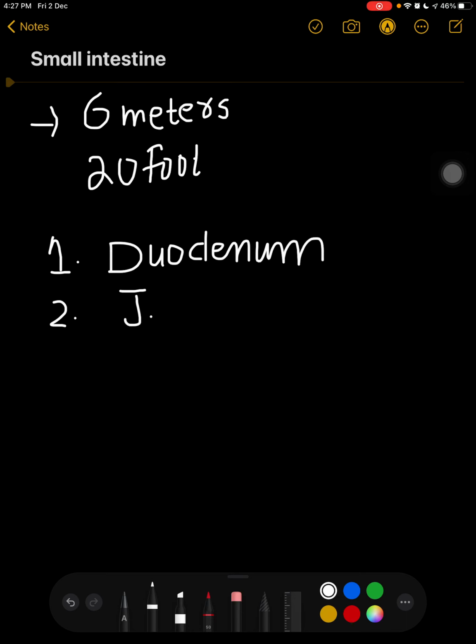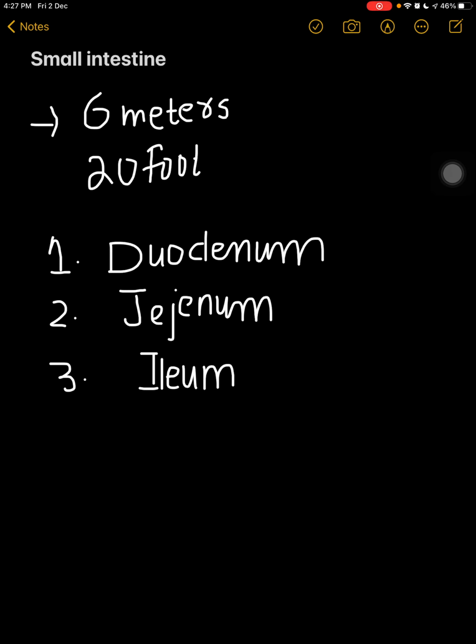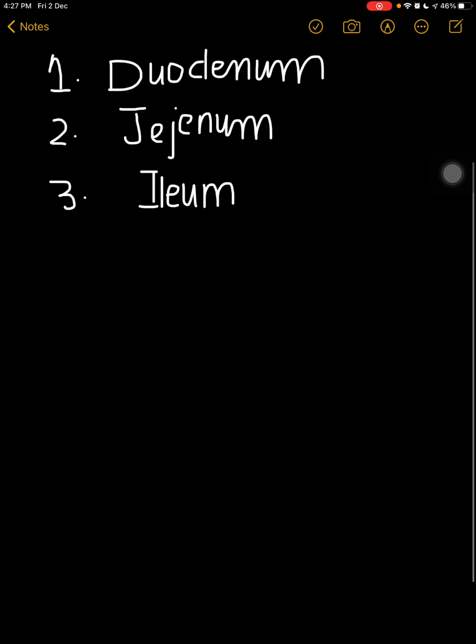Second is jejunum. Third is ileum. Right, the third one is ileum. So basically these are the 3 parts. Let me show you the diagram in order to make your concept more clear.